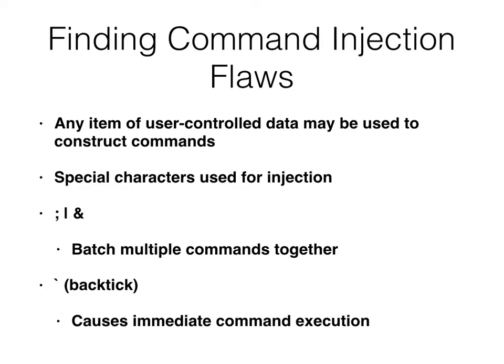All right. So if you want to find these things, any item of user-controlled data may be used to create a command. You might be able to guess from the structure of the app which ones are going to do it, but you can just feed in special characters followed by commands that do something and see what happens. Backtick is a big one. You can do immediate evaluation in a Unix command line.